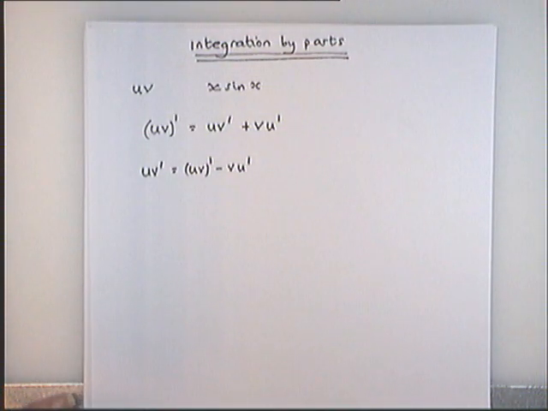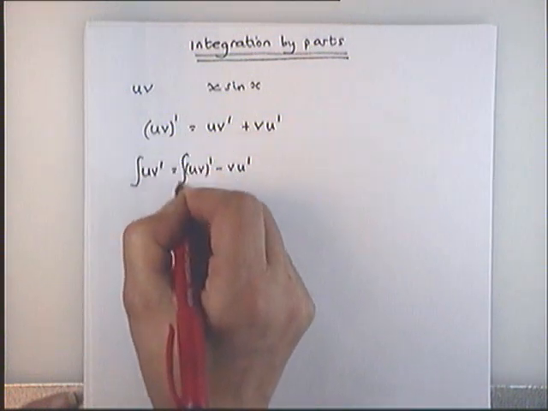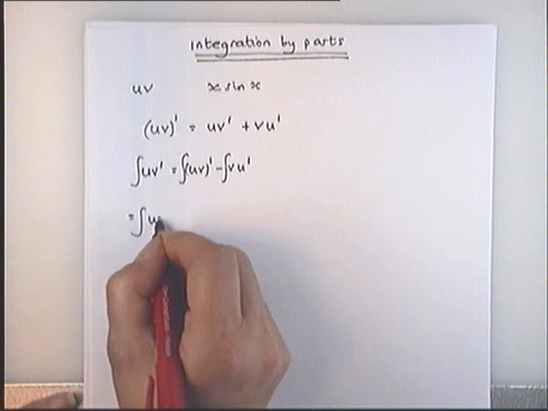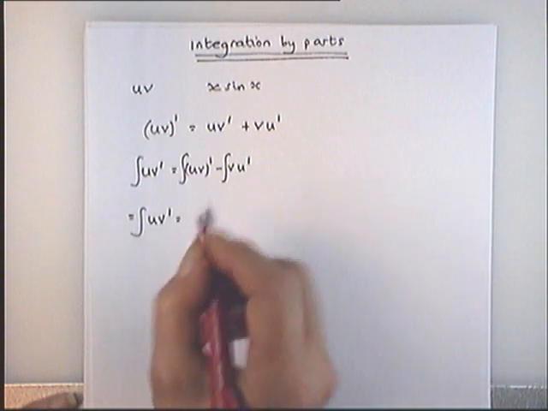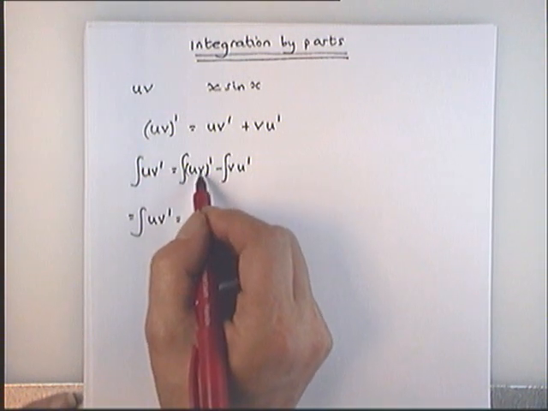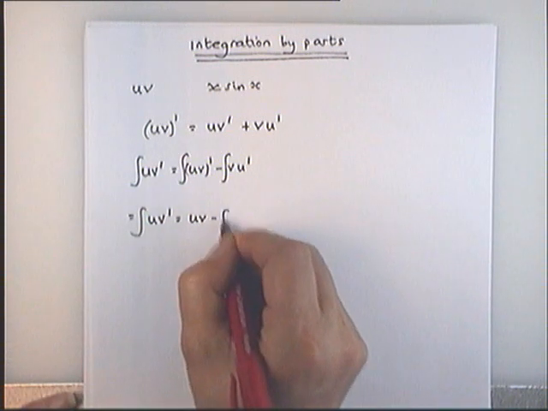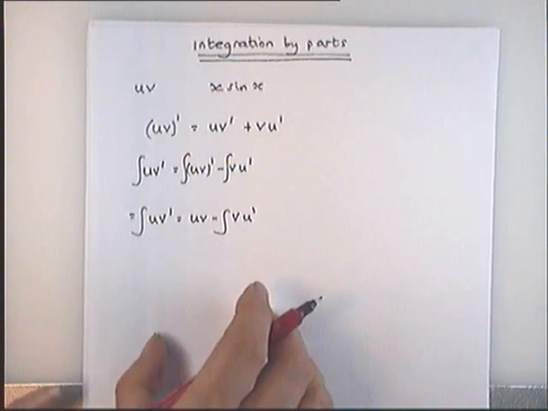And now what I do is, if I integrate all aspects of that, then the integral of uv', or the integral of all of that differentiated, will just be all of that minus the integral of vu'.